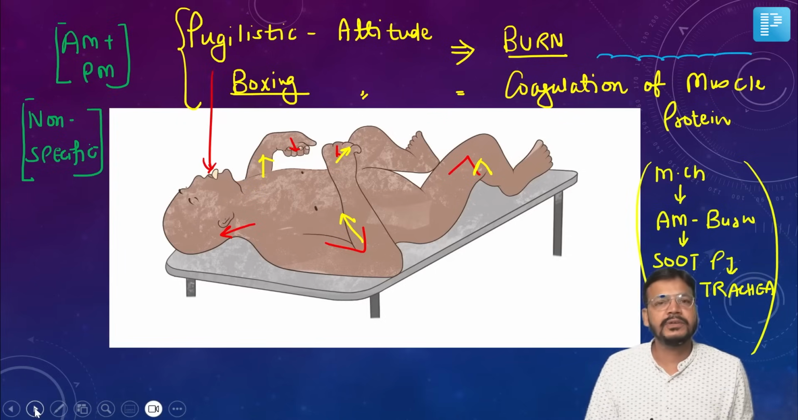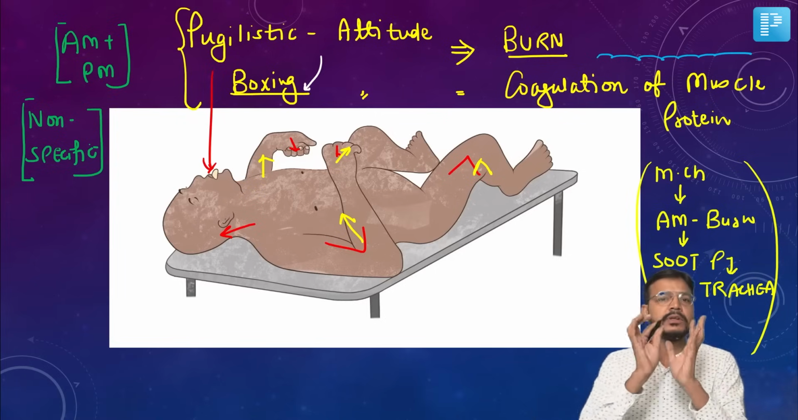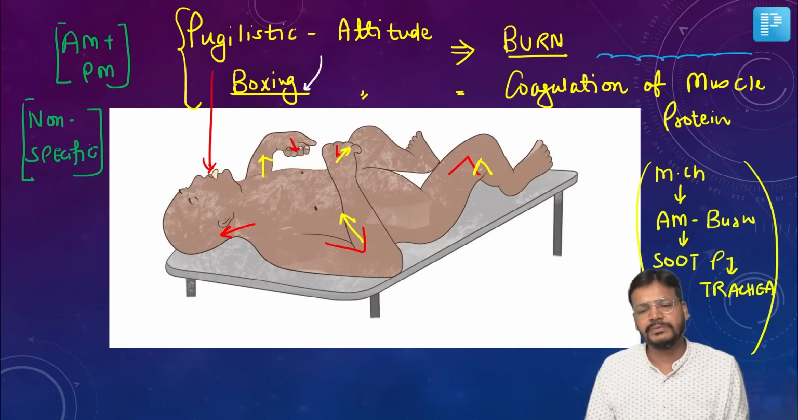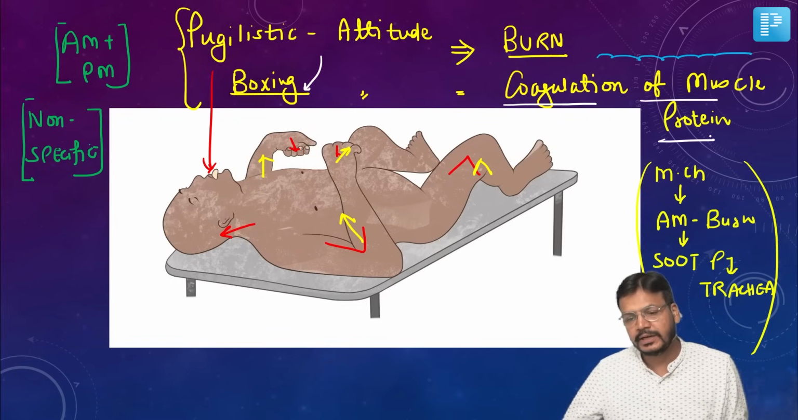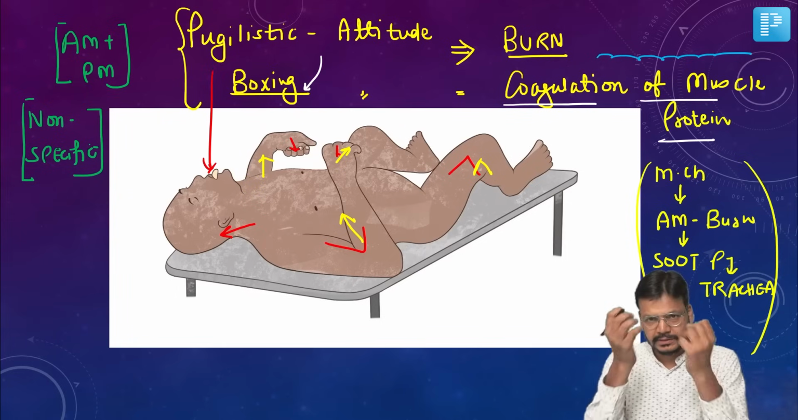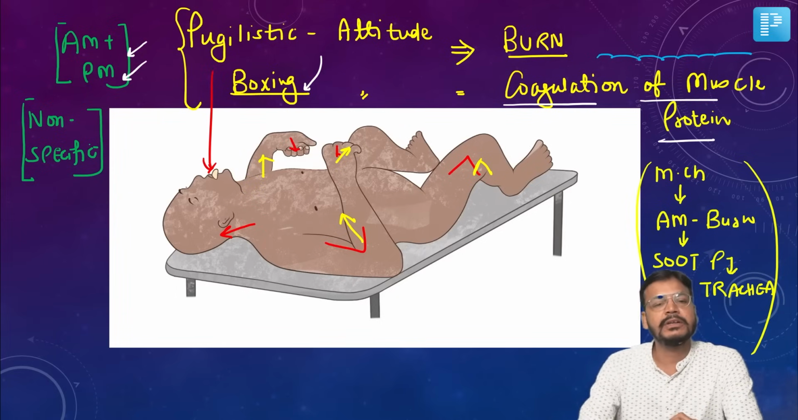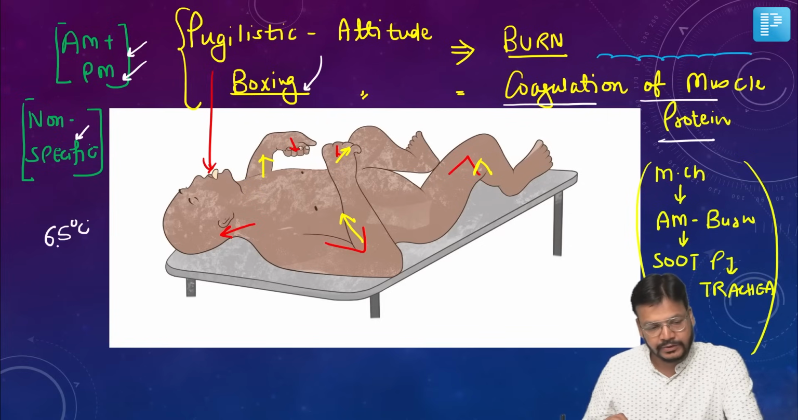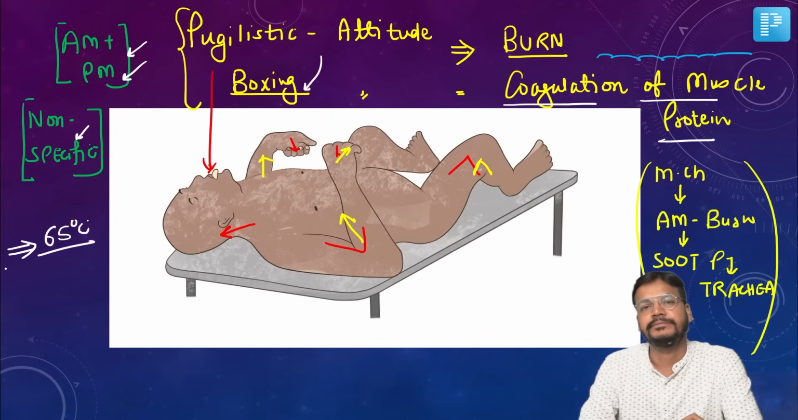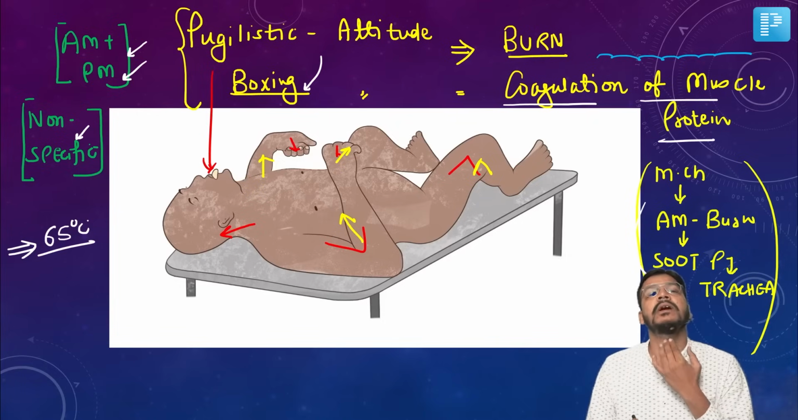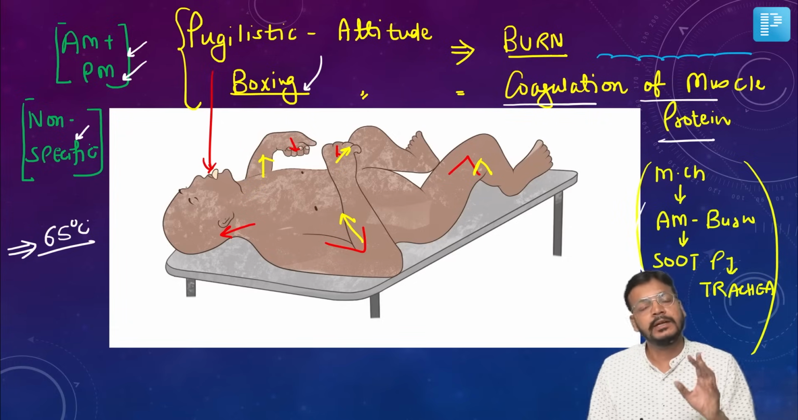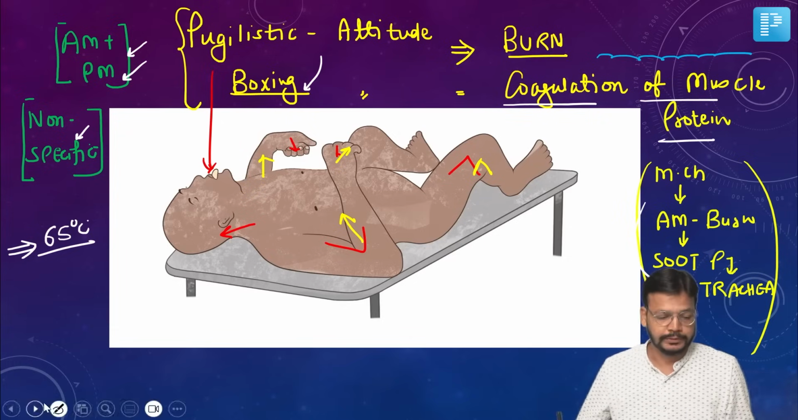Now, sir, this is pugilistic attitude. Pugilistic attitude is also known as boxing attitude. Sir, two questions come in exam. The mechanism of pugilistic attitude is coagulation of muscle protein. And my dear friend, this can be present in antemortem burn as well as postmortem burn. So it is a non-specific finding. And it is commonly seen when the temperature is more than 65 degrees centigrade. Most characteristic finding of antemortem burn is soot particle or carbon particle in trachea, but pugilistic attitude or boxing attitude is not characteristic for antemortem burn. It is seen in both antemortem and postmortem.